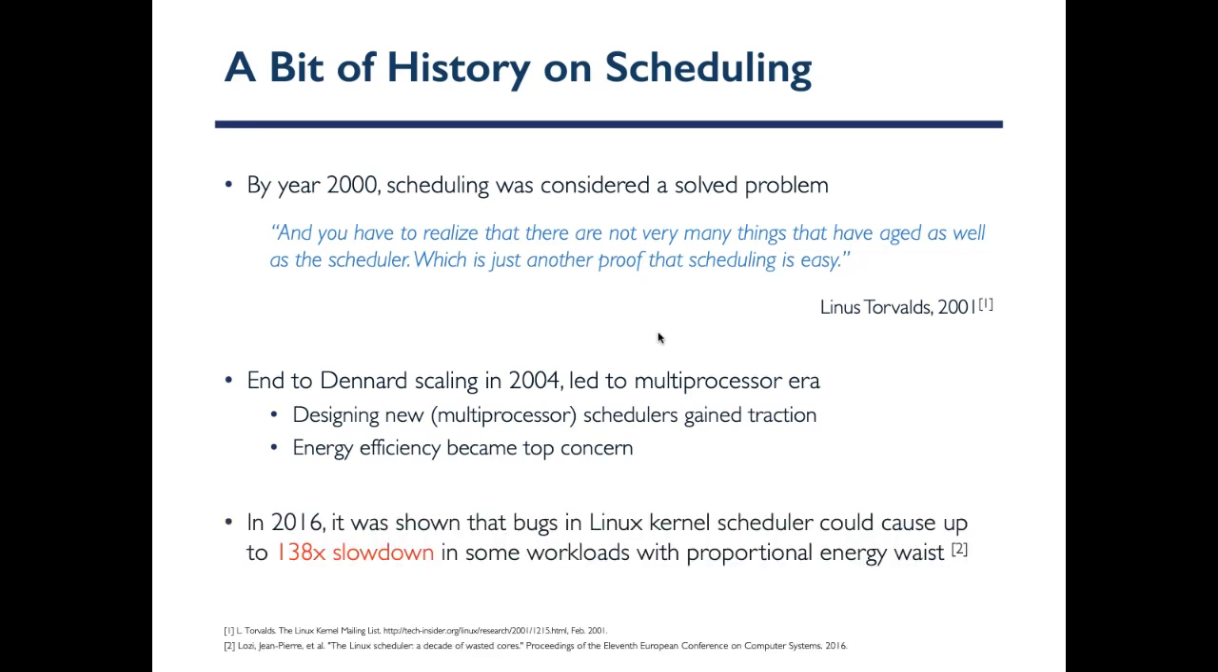So about a decade later, more than a decade later, in 2016, a paper was published pointing out numerous bugs and inefficiencies in the Linux kernel. In some cases, there were workloads that would experience a slowdown of all the way to 138x because of those bugs.